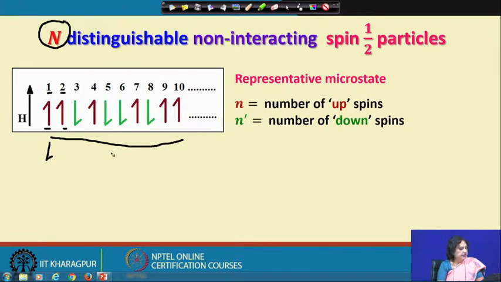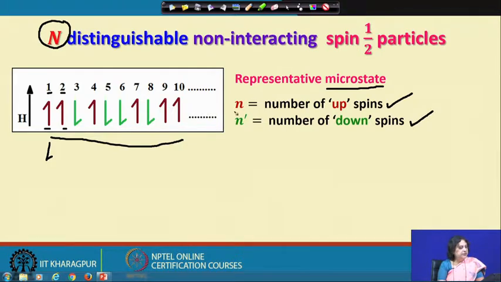Now, the question is how do I represent the microstate of a system which is pictorially represented here? The microscopic state of the system is, as we have seen, defined in terms of the number of up spins and the number of down spins.